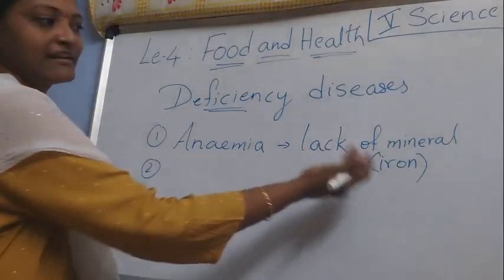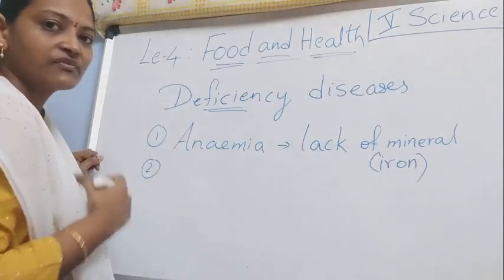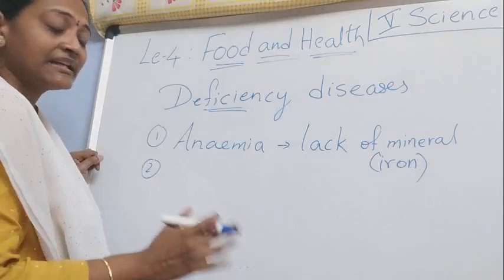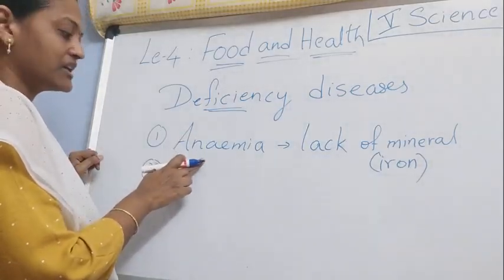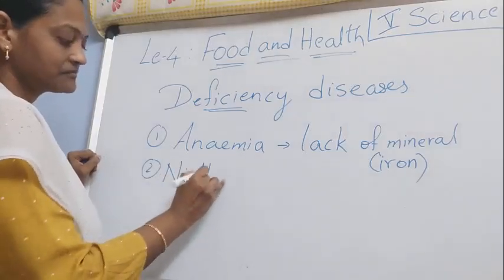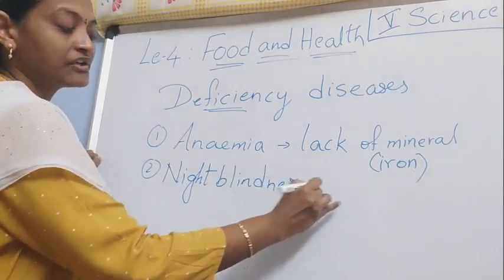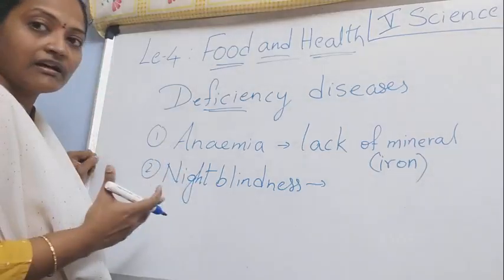In the food, iron is not there or very less is there. So that is not at all sufficient for the body. Then the person will get, what is that? Anemia. Right? Next one is night blindness. Have you heard this word? Yes. Night blindness means at the night time they are blind.